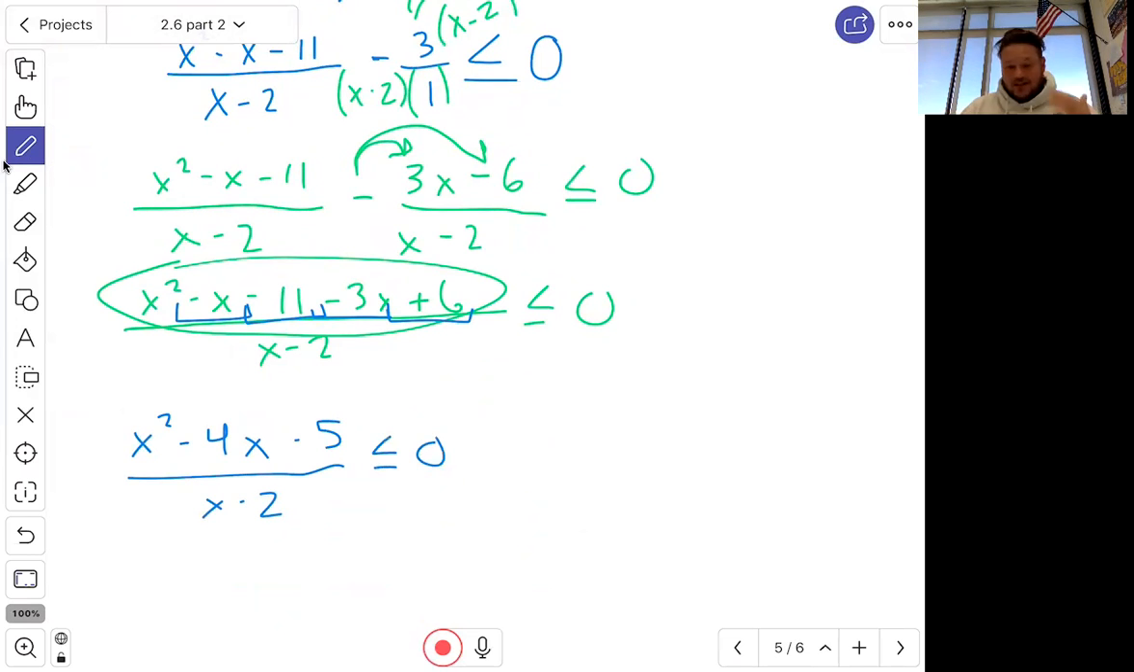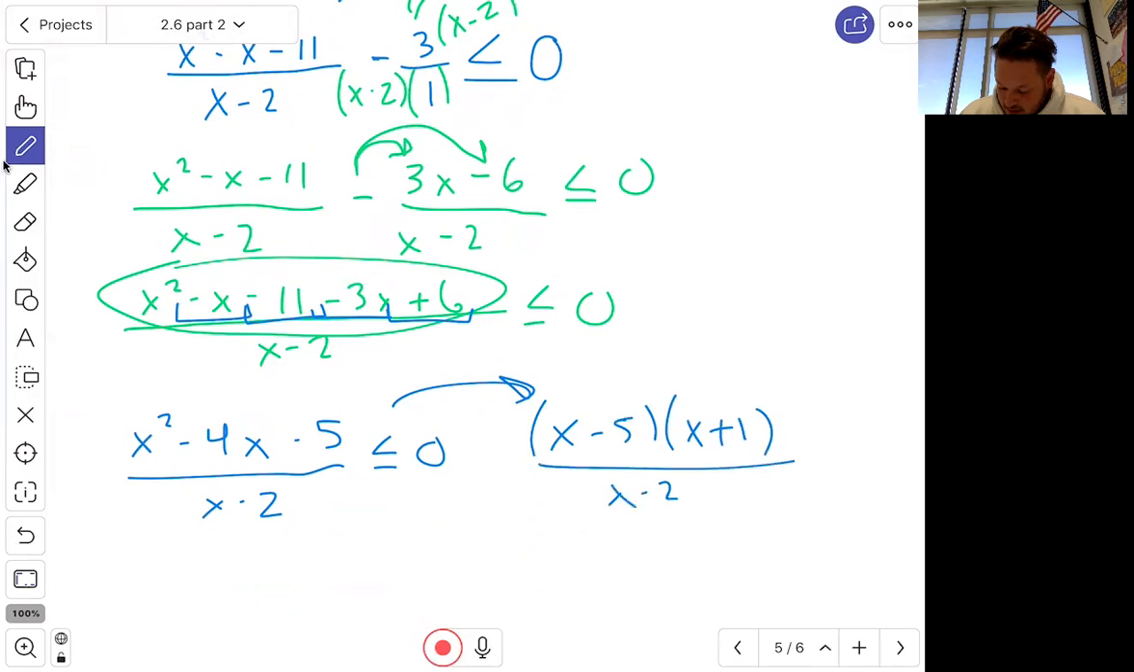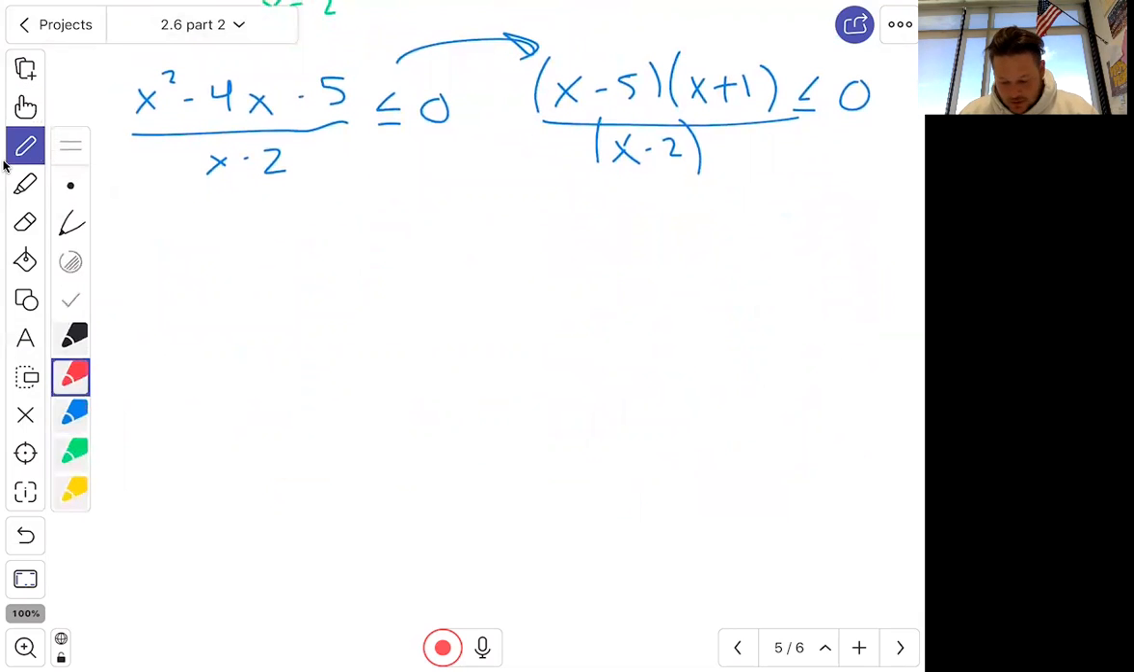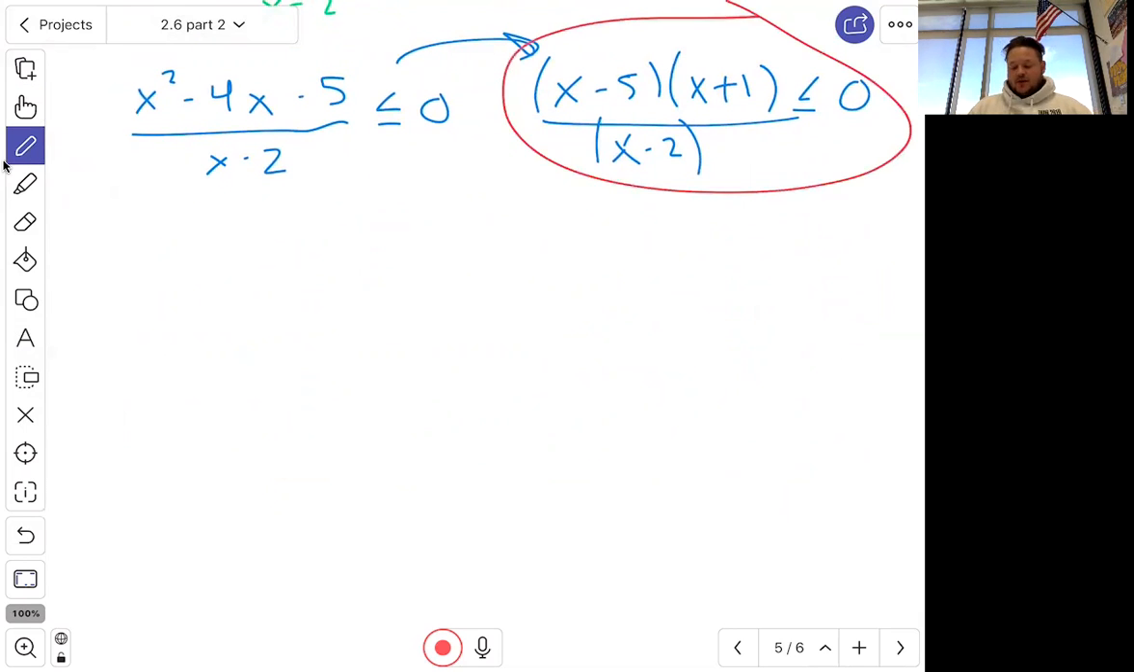We're going to keep going. It looks like the top is going to factor this time. So it looks like that's going to be x minus 5 and x plus 1 over x minus 2. I like to put in parentheses, is less than or equal to 0. So now that we have our rational inequality factored, now I can go ahead and make that sign chart. I definitely want to keep this somewhere close by though, because when I plug in, I'm going to be plugging into that.